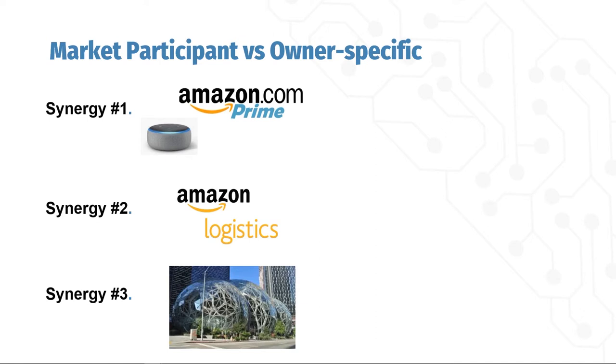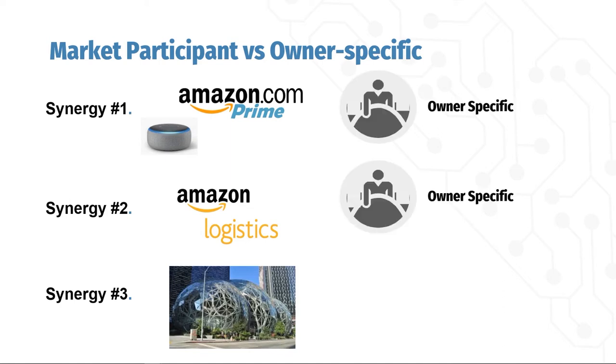But which synergies are from a market participant perspective and which are owner specific, which are specific to Amazon? Synergies 1 and 2 are owner specific synergies, as these are unique to Amazon. This is because other buyers in the market, or general buyers in the market, may not have the same online platform as Amazon, and they won't have a logistics service as Amazon, and therefore the general buyer would not be able to benefit from the same synergies that Amazon enjoys.